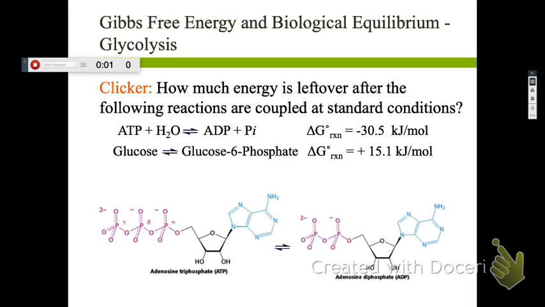All right, so let's go ahead and talk about this at standard conditions. If we couple these two reactions together, how much energy is left at standard conditions?